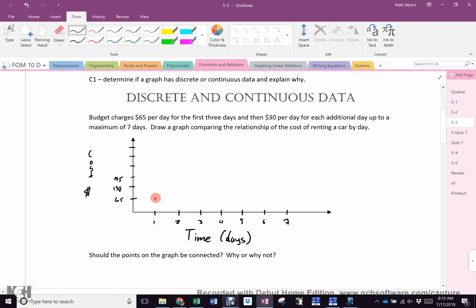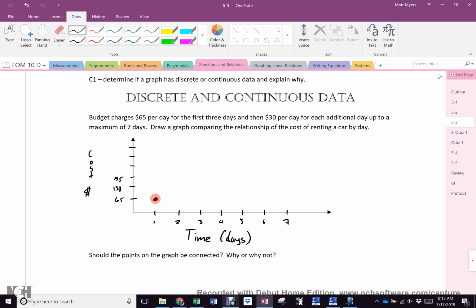Closed. Excellent. Now, the way that graph is set up right now, that means if I rent this car, if I walk into Budget, and I say I want a car for a day, I'm going to pay 65 bucks. How long's a day? 24 hours. So if I walk in at 8 a.m., I got that car till 8 a.m. the next day, it's going to cost me 65 bucks, yeah?